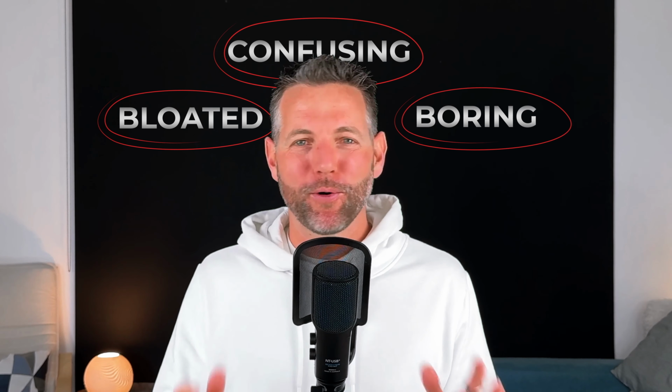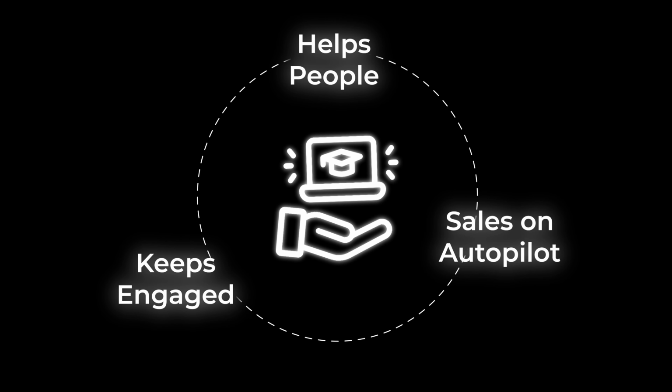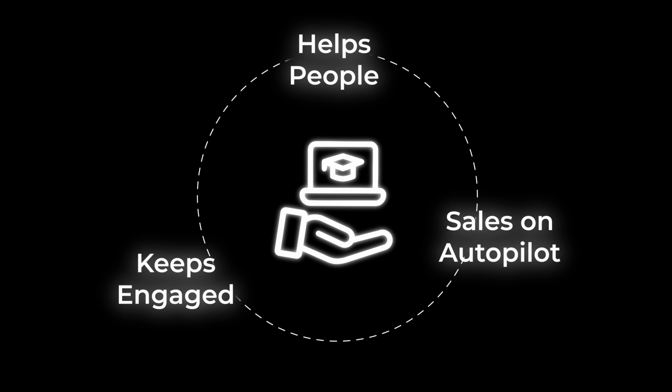Today we're talking about outlining your digital course, because here's the truth. Most online courses fail, not because the creator wasn't enough of an expert or because they weren't good enough on camera. They fail because the outline was confusing, bloated, or just plain boring. This is the difference between a course that ends up with crickets and one that actually helps people, keeps them engaged, and sells on autopilot because people rave about it to their friends and family.